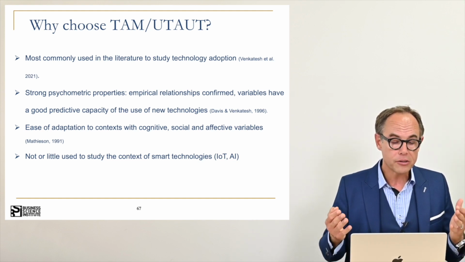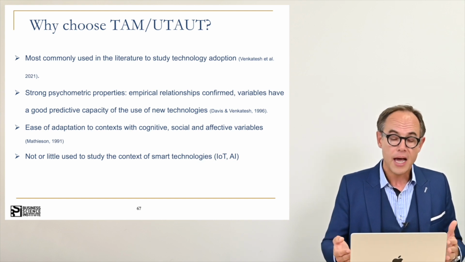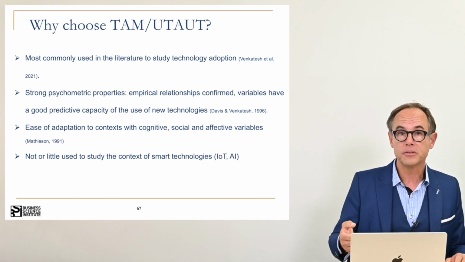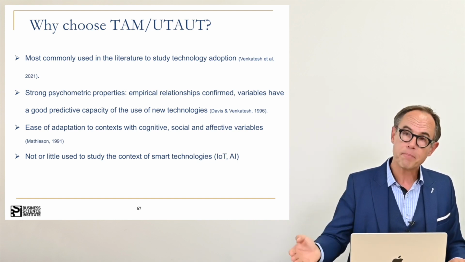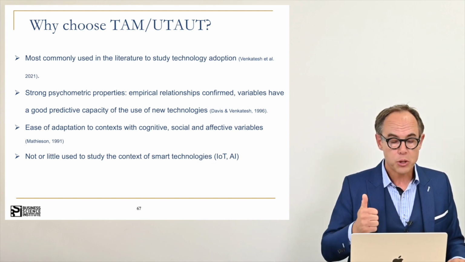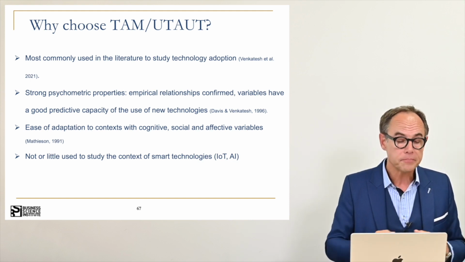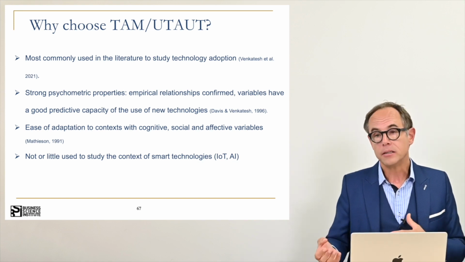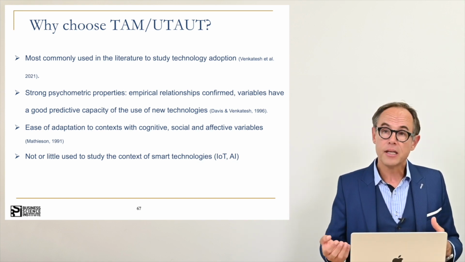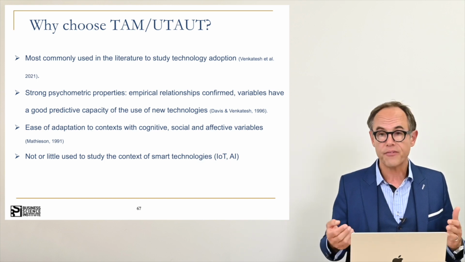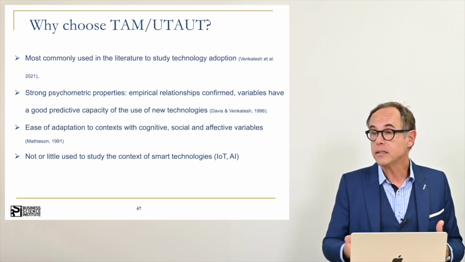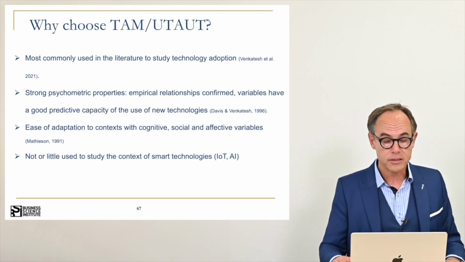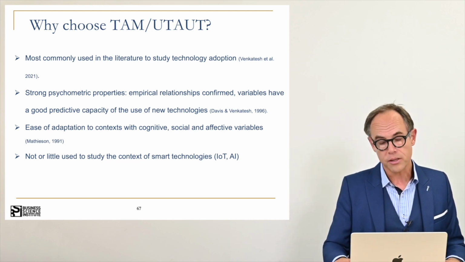It is known for its strong psychometric properties, and because it shows empirical relationships which are confirmed between adoption and acceptance of the theories, which have a good predictive capacity. It can be easily adapted to different contexts and technologies, and easily enhanced with cognitive, social, and affective variables. And in terms of contributions, it has not been used a lot in the context of smart technologies.